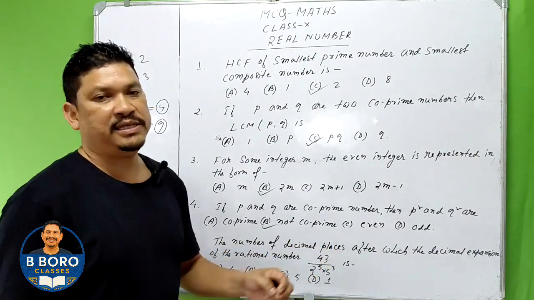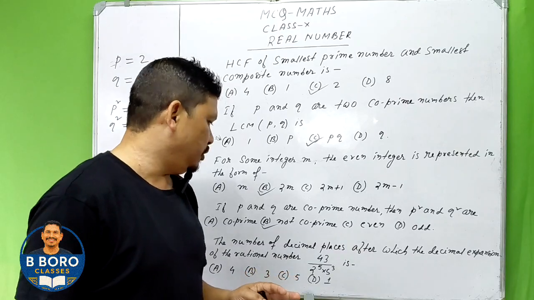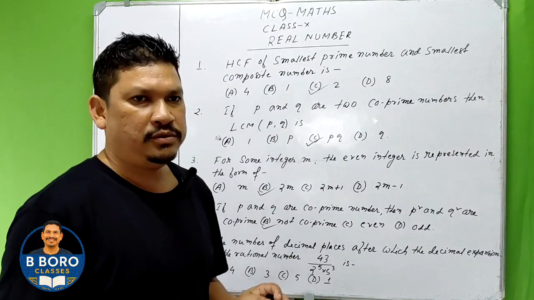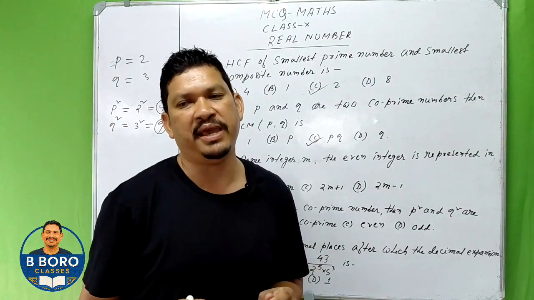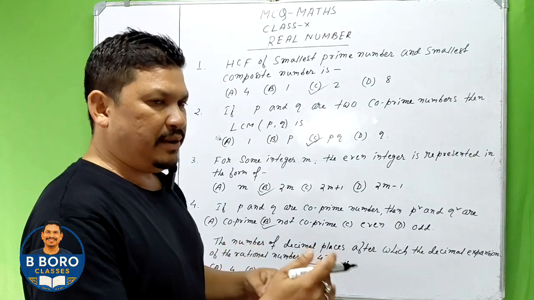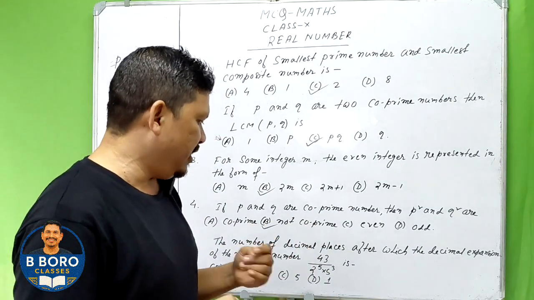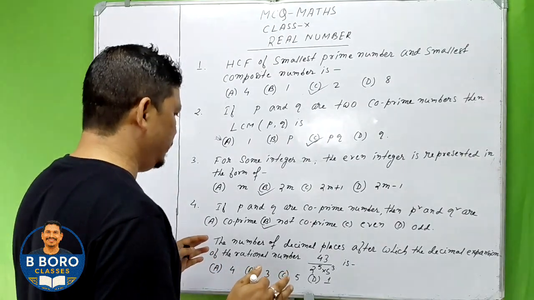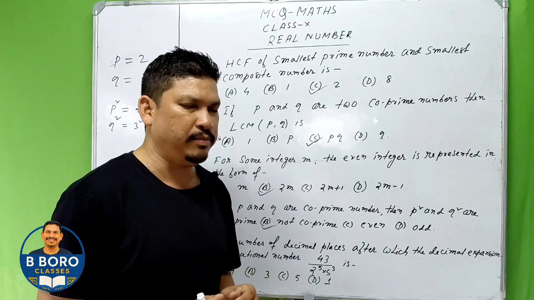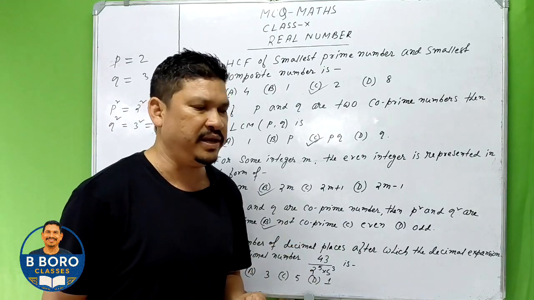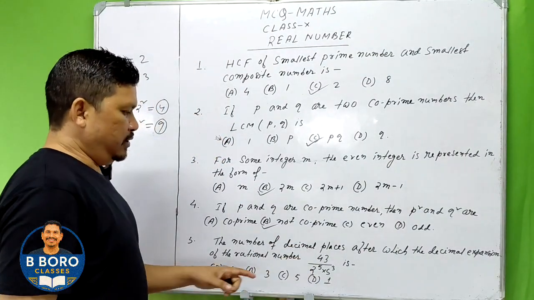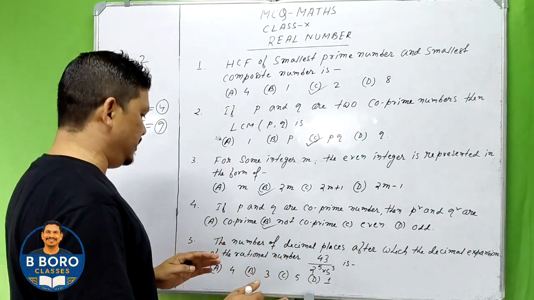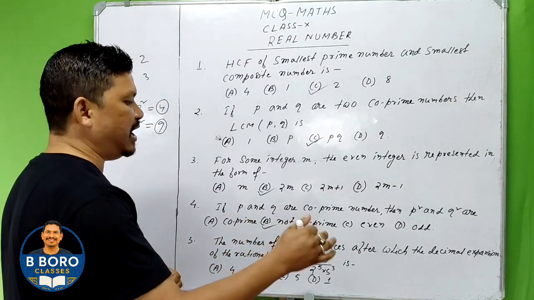The number of decimal places after which the decimal expansion of the rational number 43 divided by 2 to the power 5 into 5 to the power 3 terminates. This type of question is very, very important for upcoming exams. So within a short interval of time, how can we solve this type of question? See here. The decimal expansion of a number sometimes may be terminating, sometimes non-terminating repeating decimal. So our question is 43 by 2 to the power 5 and 5 to the power 3. The decimal expansion of this rational number terminates after how many digits?